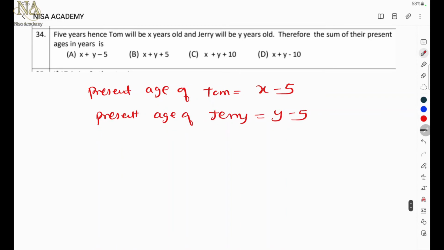And what you have to do? Sum of their present ages. So X minus 5 plus Y minus 5. So X plus Y minus 5 minus 5, minus 10. So that is the answer. So option number D. Okay, simple. Understood, no? After 5 years they have given X, that is, after 5 years the age will be X years. So present age will be what? X minus 5 only, na? That is the answer.